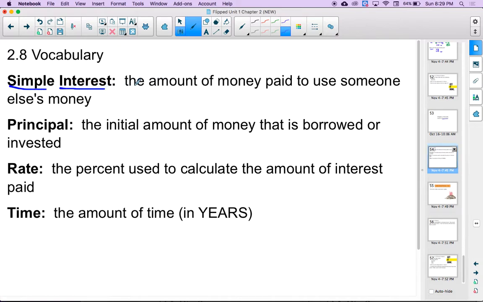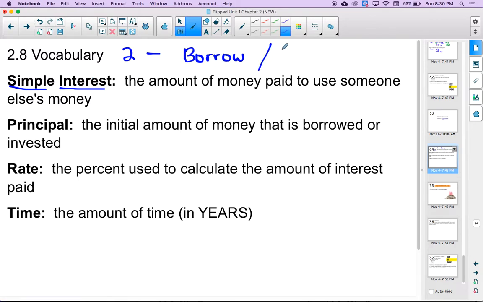So we're going to start with some vocab. Simple interest. Simple interest is the amount of money paid to use someone else's money. And this typically happens in two different ways. Either you borrow the money. If you are the borrower, then you pay to use the money of the person you're borrowing it from. So, for example, if you go to a bank and ask for a loan to buy a new car, the bank will say, sure, that's perfectly fine, but when you pay us back, you're going to also pay some interest. That's some extra money that you pay back to the bank, and that's just for using their money.